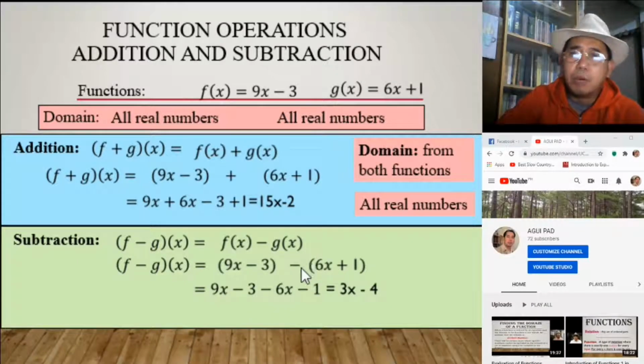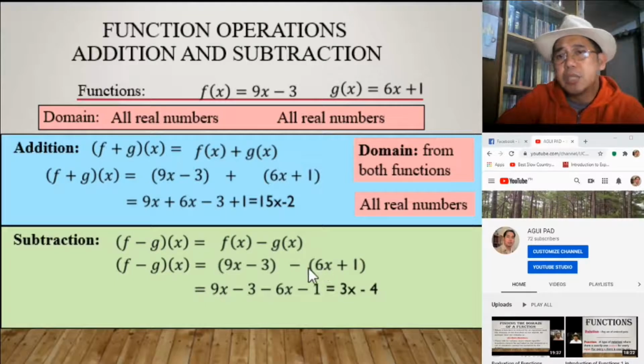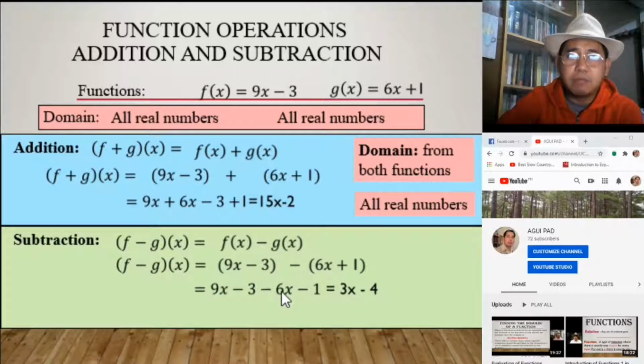Now, what about if the binomial is negative? Of course, you distribute this negative symbol. So we have in here negative multiplied by 6x, it will give you negative 6x. Negative multiplied by positive will give you negative. And so negative multiplied by positive 1 will give you negative 1.